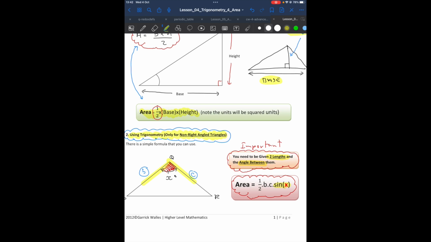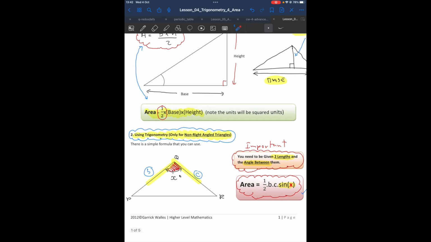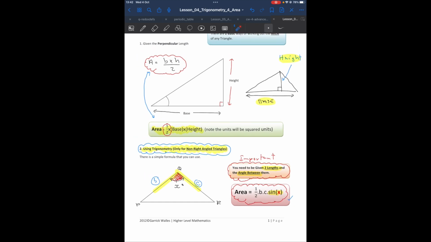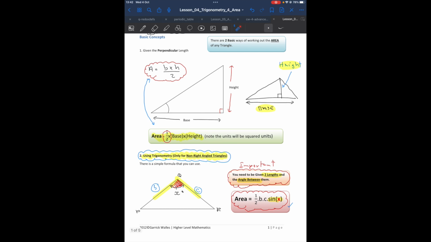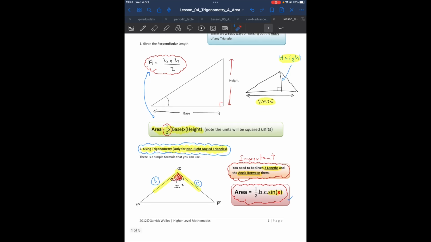All you have to be able to do is use that formula to work out an area of a triangle. They'll give you the lengths b and c in the question, or you'll have to locate them. You're just going to be putting the values of b and c and x into this formula to basically work out the area of the triangle. I'm going to give you two worked examples next to show you how you use the half base times height formula, and then how you use the trigonometric way, the half bc sine x formula, to calculate areas of triangles.